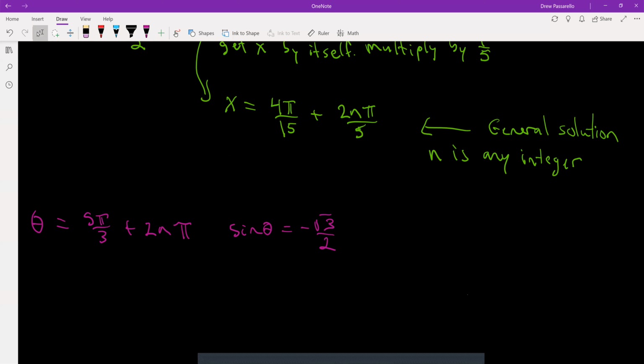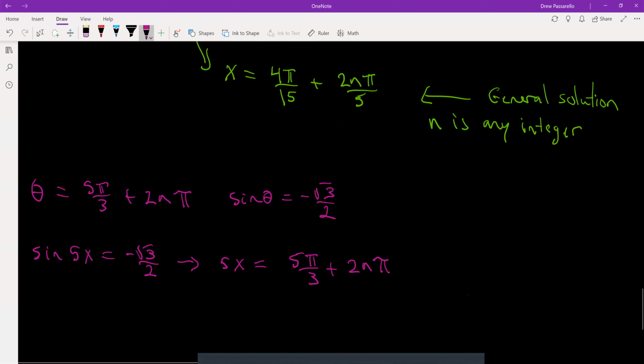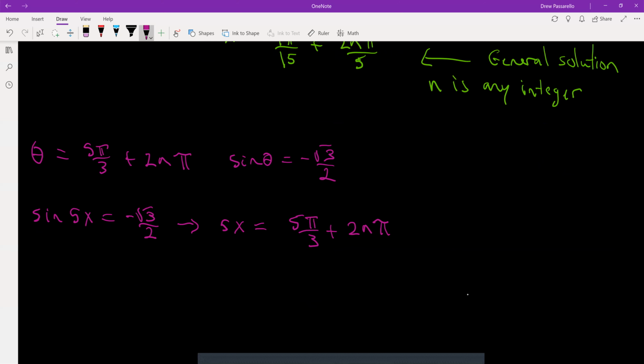And I'll treat it the same as the other one. So in this case, we're doing sine of 5x equal to negative square root of 3 over 2. I use 5x in place of theta. So that's going to be when 5x is equal to 5 pi over 3 plus 2n pi. Multiply both sides by 1/5, like before.